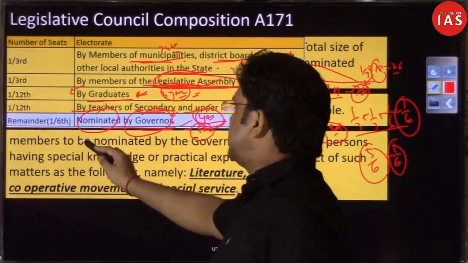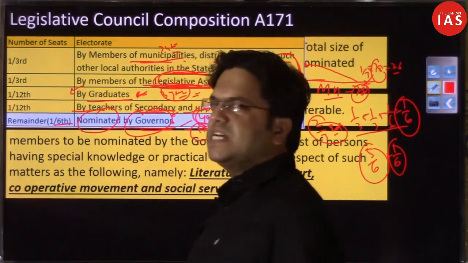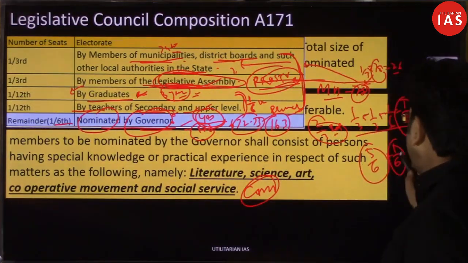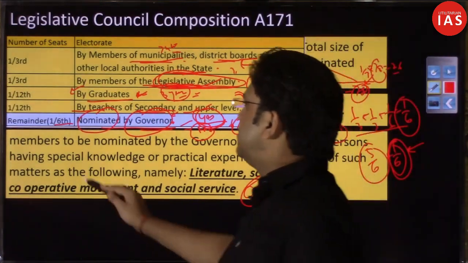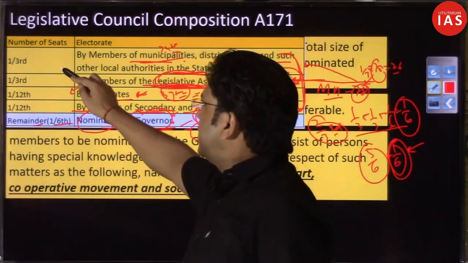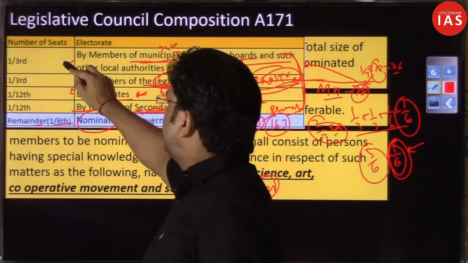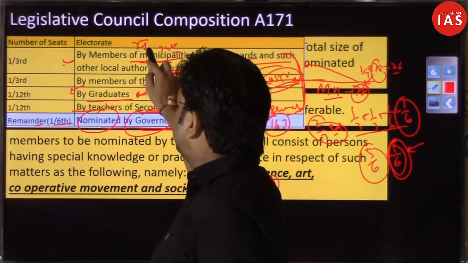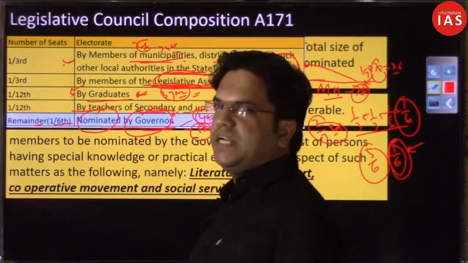As of now, in Article 171 of the Constitution, it has not been mentioned that 1/6 of the members will be nominated by the governor. The word mentioned in the Constitution is the remainder of the members. After locating the elected members, what will be 1/3 of 78? What will be 1/12 of 78?